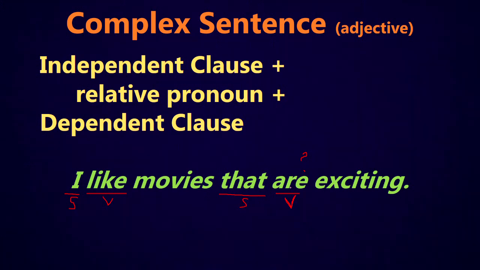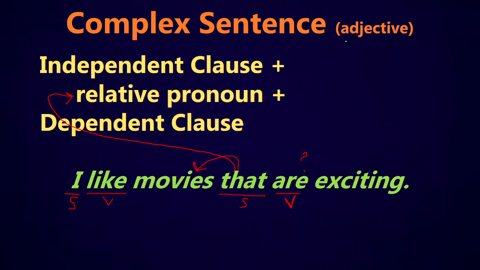So that is the subject of are. But really, what is that talking about? That is talking about movies. I like movies that are exciting. So the movies are exciting, right? This word here, the word that, is the relative pronoun. It's actually doing two jobs. It's working as the subject of this verb, and it's working as the word that's connecting two clauses together.